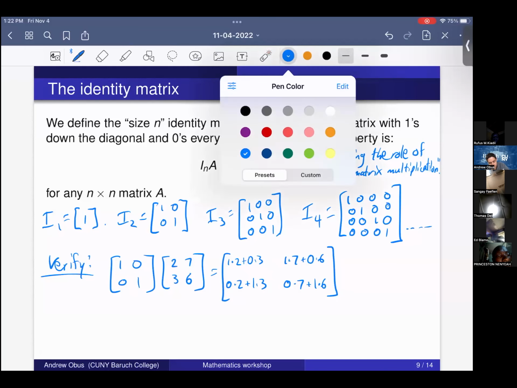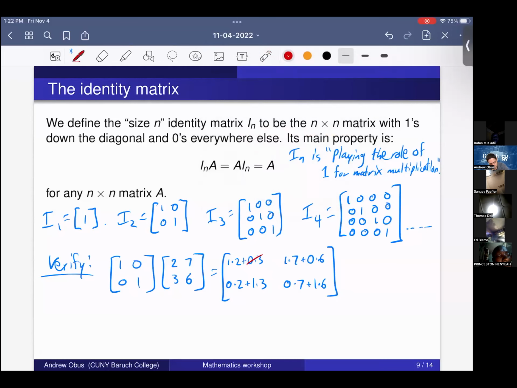And if you see what happens when you write this all out, lots of these terms have zeros, so we can just delete them. And then the other terms all involve just 1 times something. So 1 times 2 is the same as 2. 1 times 7 is the same as 7. 1 times 3 is the same as 3. And 1 times 6 is the same as 6. And so what you finish up with here is just 2, 7, 3, 6, which is exactly what we started with. The entries that survive all of these multiplications are exactly the same entries that we had in this matrix to begin with.